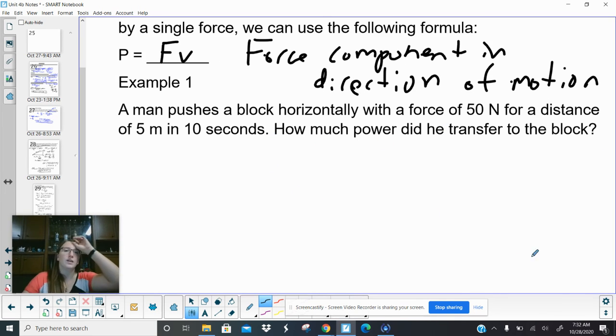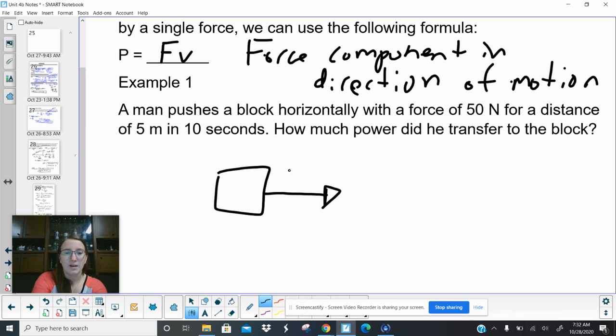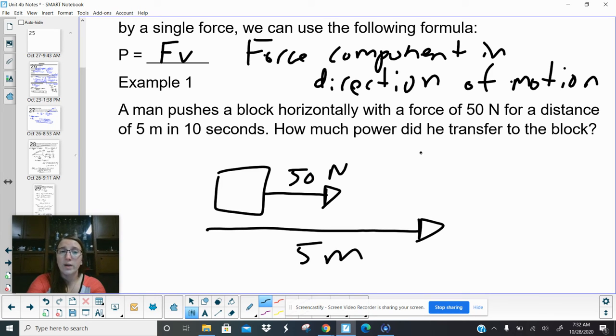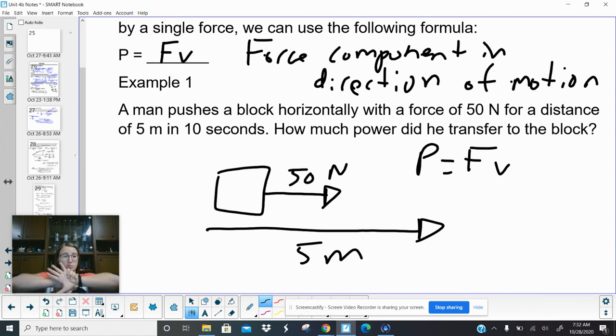Let's go ahead and look at example 1. A man pushes a block horizontally with a force of 50 newtons for a distance of 5 meters in 10 seconds. How much power did he transfer to the block? This one's pretty easy because he's pushing it horizontally across a flat surface. Therefore, this force is in the direction of motion. This is good. We can just use that power equals FV. We don't have to do any trig here because he's pushing in the exact direction of motion.